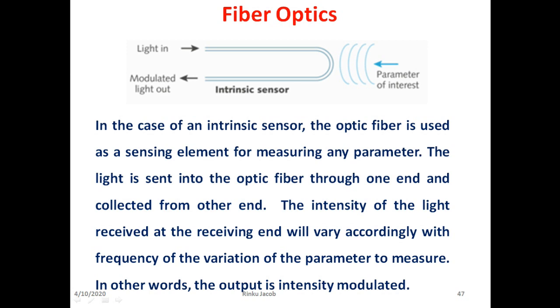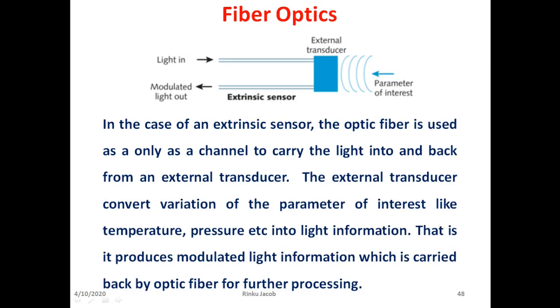As an example, the intensity of light varies accordingly with a change in temperature or pressure acting on the optic fiber. So we can say the variation of the parameter or measurement is modulated to the intensity of the light passing through the optic fiber. Thus the optic fiber itself acts as a sensing element and carries the modulated information in terms of light about the measurement in the intrinsic sensor. In the case of an extrinsic sensor, the optic fiber is used only as a channel to carry the light into an external transducer and back from it.